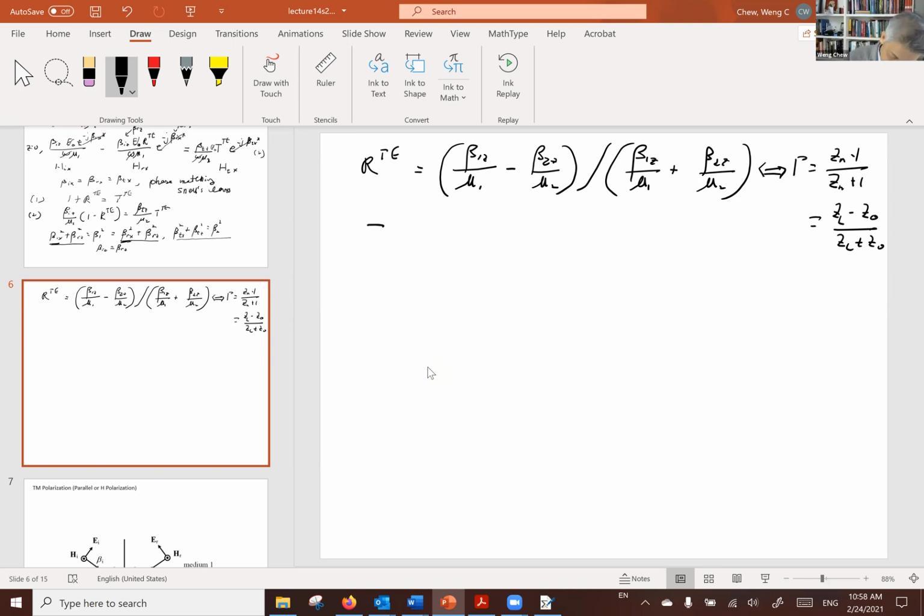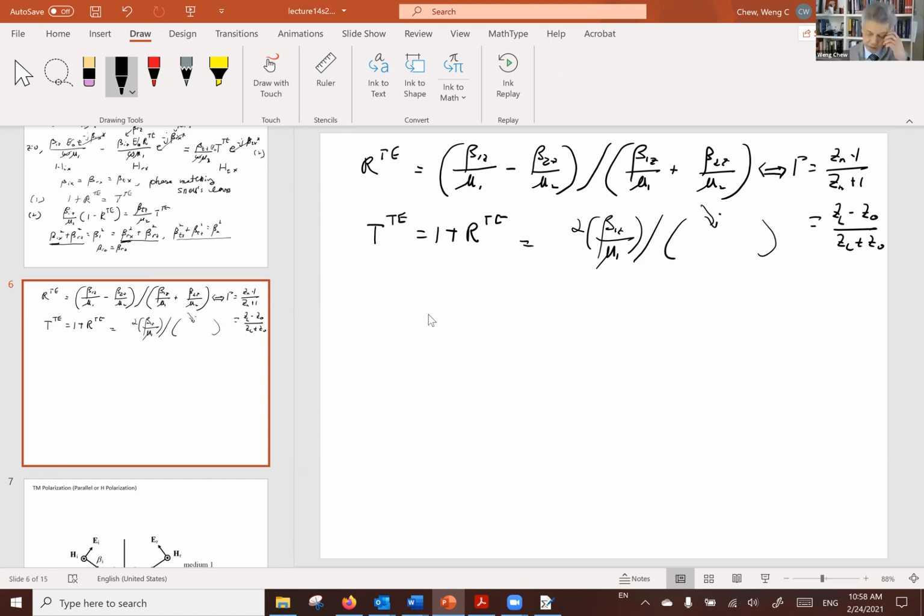Then you can work out your TTE. TTE is just 1 plus RTE because you get that from this equation over here, and you can work that out in your mind. It would be 2 beta 1z over mu1 divided by this common factor in the denominator. But for good mnemonics, I would usually write this in terms of the regions 1 and 2. This would be the reflection coefficient between region 1 and region 2.